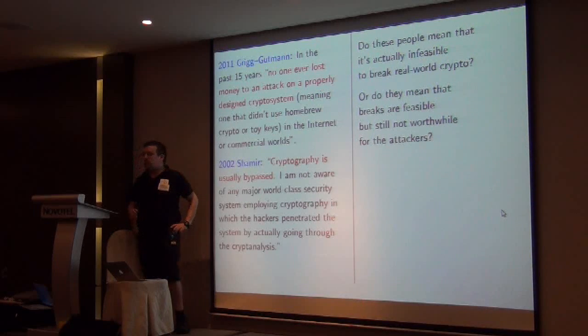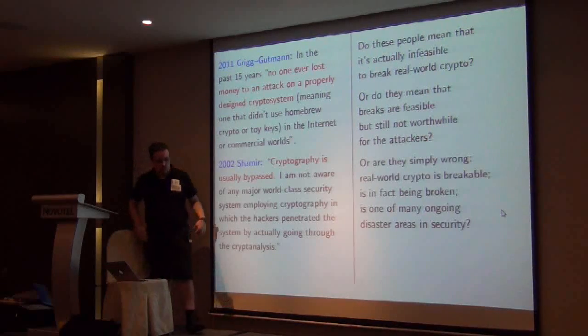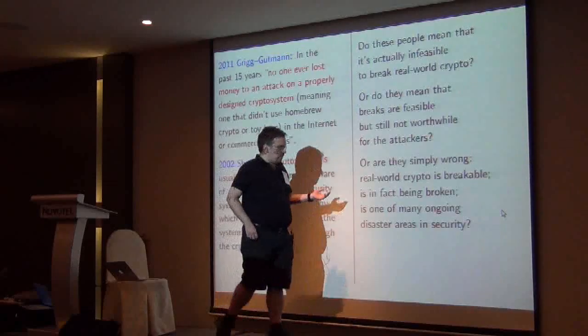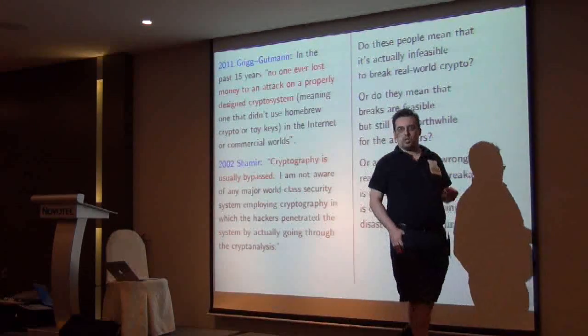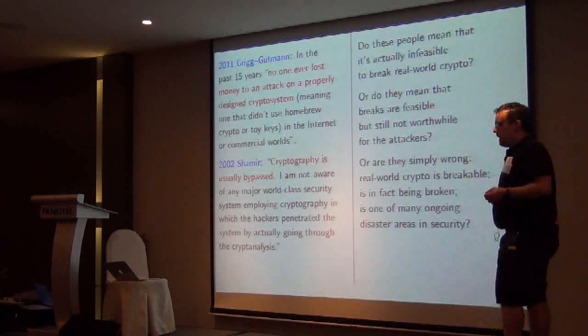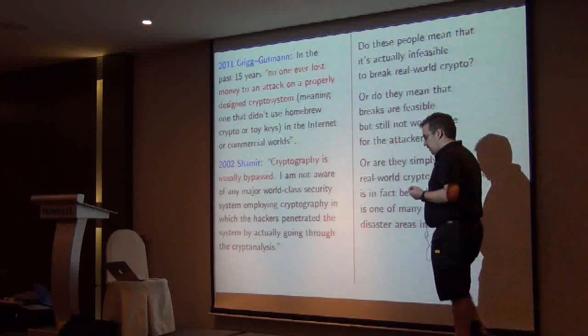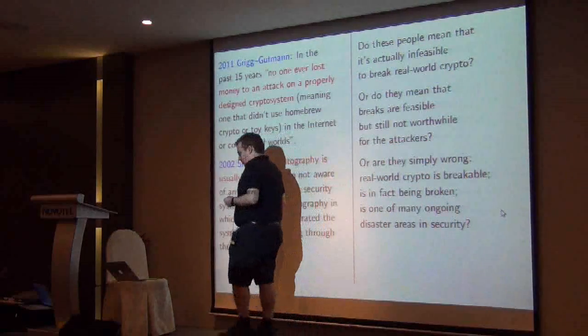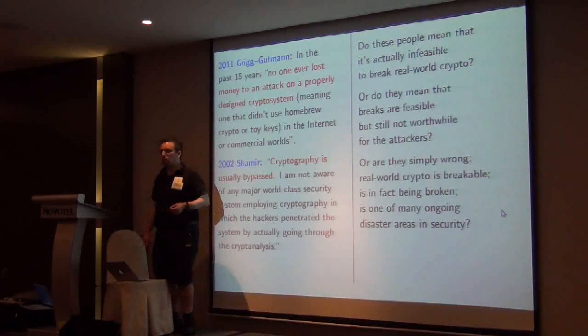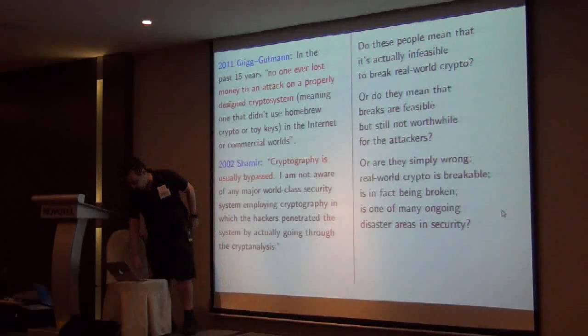There's another possibility, which is that what these people mean, namely that cryptography is not the weak point, that the attackers are not breaking the cryptography, either because it's not feasible or because it's feasible to break, but there's easier attacks. Maybe they're just wrong about all of this. So maybe the real-world cryptography is actually breakable, and it's actually being broken, along with lots of other things. And if we actually want a secure system, then we have to fix the crypto and fix all the other things that are going wrong. So it's not some strong point in security. It's actually one of many weak points in security that we have to fix.